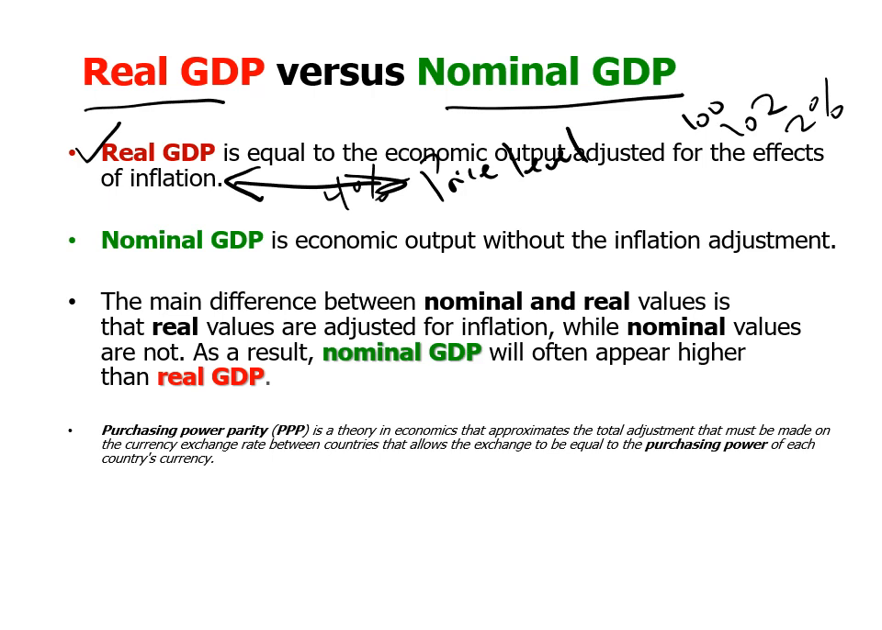Our nominal GDP, which is what we have here, nominal GDP is the economic output without the inflation adjusted. Our nominal GDP is that figure there, 102 billion. But our real GDP, we need to take into consideration this 4% that we have sort of lost because of this price level. All right. So the main difference between nominal and real values is that real values are adjusted for inflation, while nominal values are not. As a result, nominal GDP will often appear higher than real GDP.